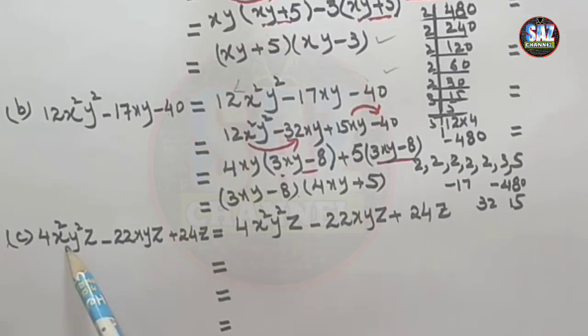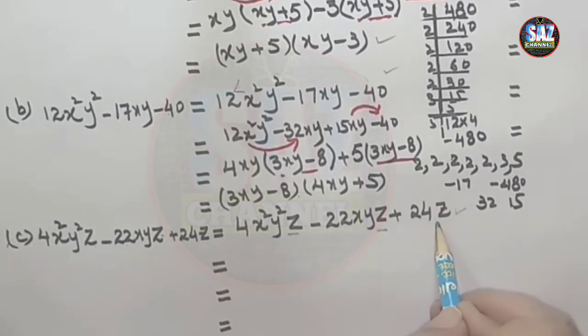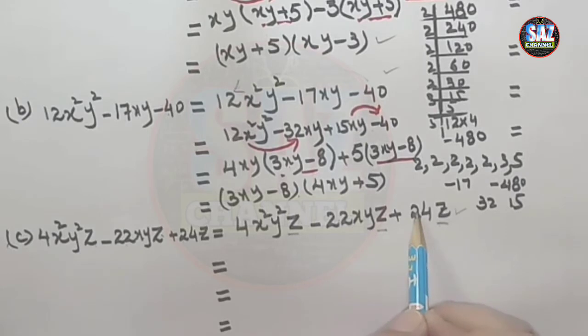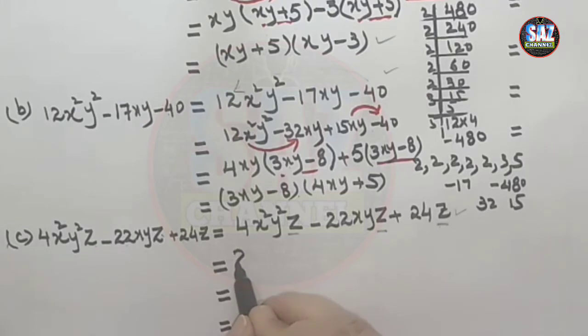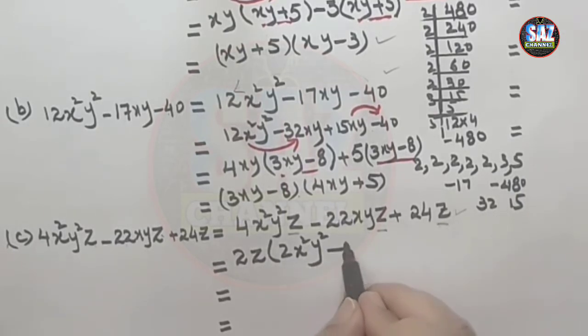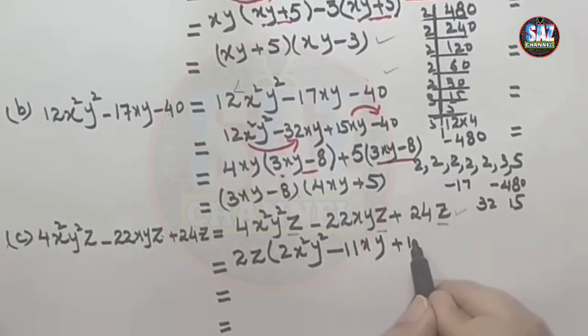Next question is 4x square y square z minus 22xyz plus 24z. If we look at the question, we can see that this z is common. So in the beginning, extract it out. But again, look at the coefficients 4, 22 and 24. 2 as well is common. So to make the question easy, take 2 and z outside, and inside the bracket I will be left with 2x square y square minus 11xy plus 12.